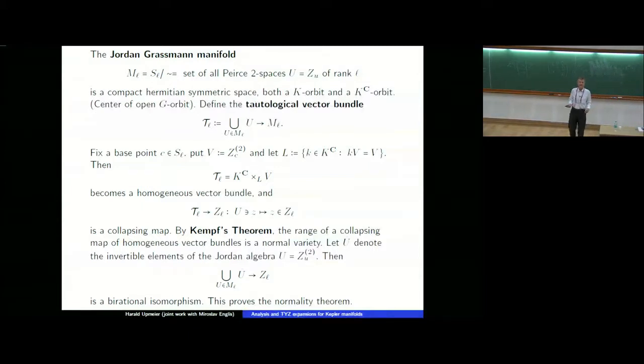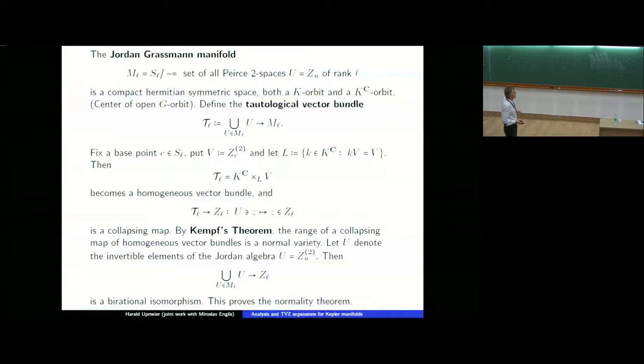It always sits at infinity. We have to be careful. It is not finite. It always sits in the plane at infinity. Define the tautological vector bundle just as you would do for Grassmannians, namely, over each point of ML sits the space itself. That is what you would do tautologically.